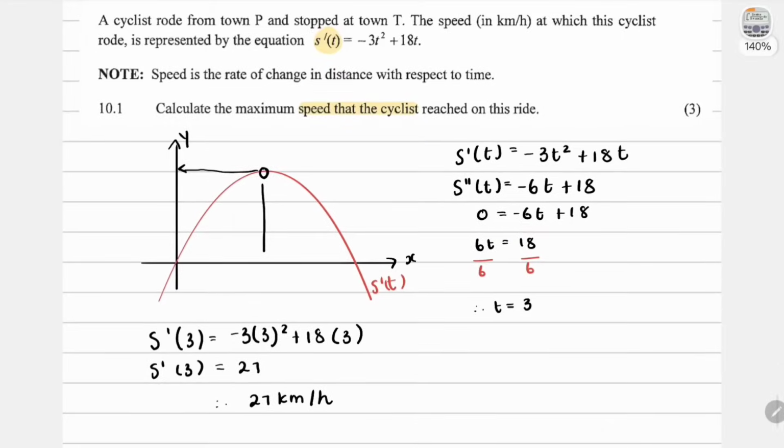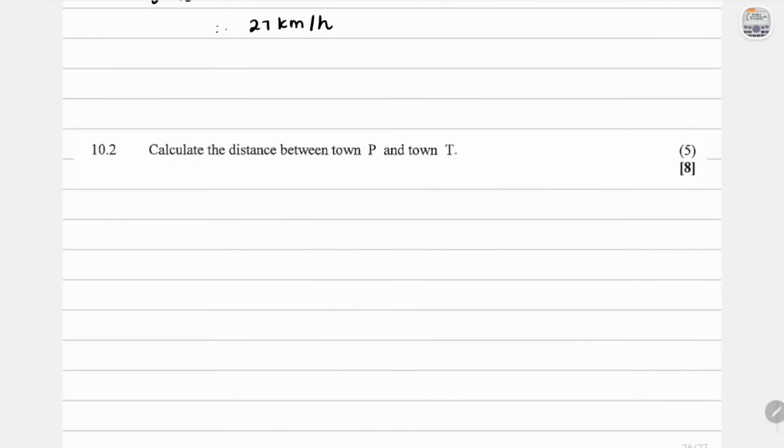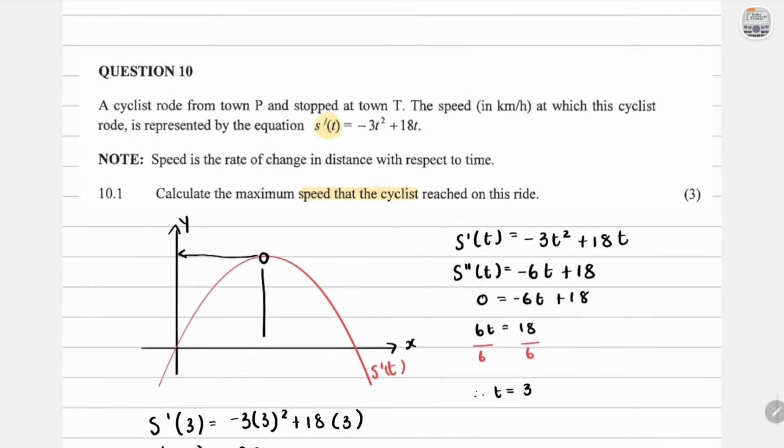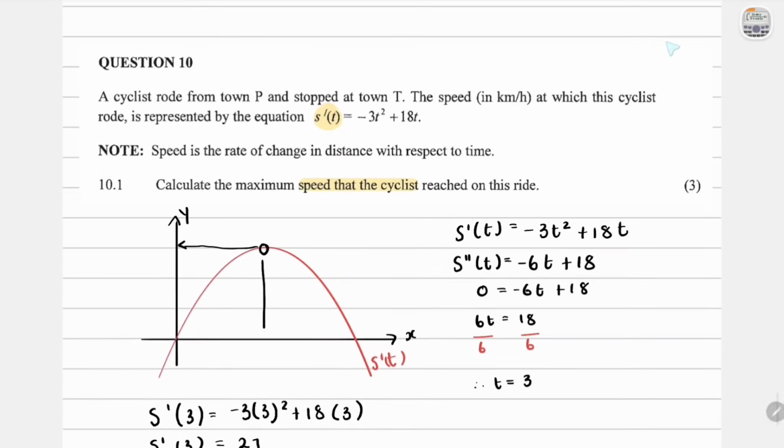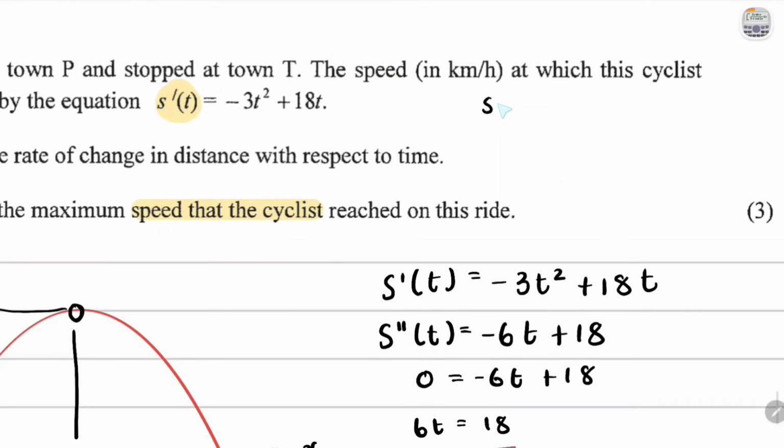Okay, moving on to the next question. Question 10.2 says, calculate the distance between town P and town T. Okay, let's look up and just see the information that we have, what we can use to find this. Now, from this, do you see the note they left? Note, speed is the rate of change in distance with respect to time. And they specifically left this as s prime of t, meaning you must have had an s of t. If this represents the speed, then s of t would represent the distance with respect to time.